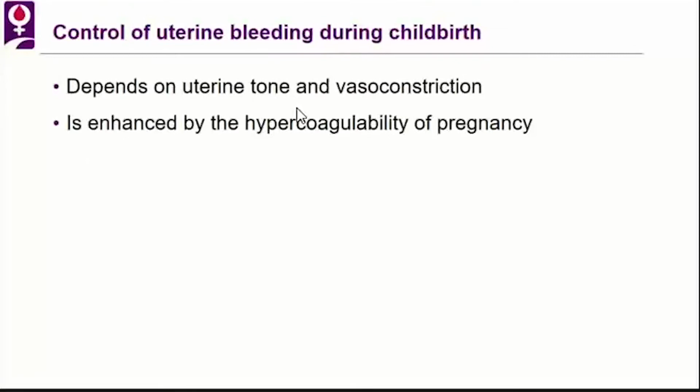I'm going to start with control of uterine bleeding during childbirth. The most important factor is uterine tone and vasoconstriction, and it is enhanced by the hypercoagulability of pregnancy. So we'll spend a minute on uterine tone and vasoconstriction.